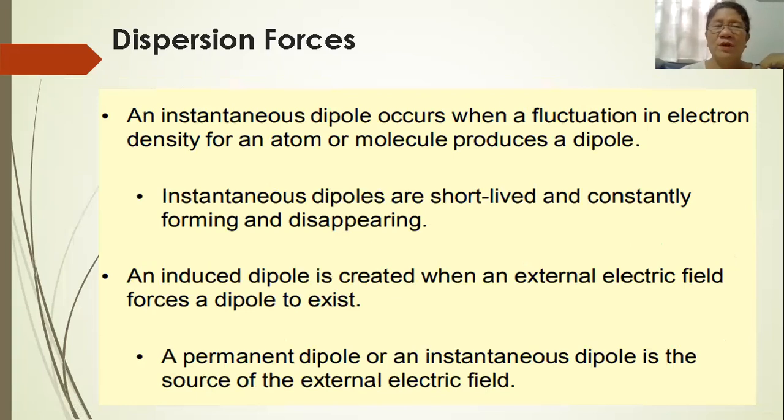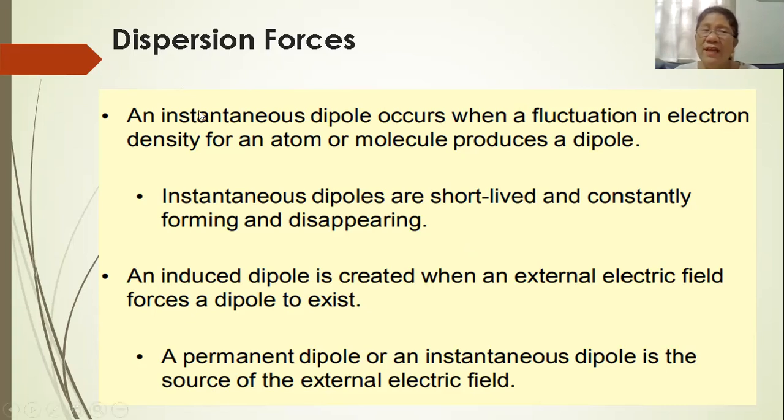So in dispersion, the instantaneous dipole occurs when a fluctuation in electron density for an atom or molecule is produced. If the electron flow fluctuates, becoming larger, smaller, moving here and there, what will happen? That is what is meant by instantaneous dipole. So instantaneous dipoles are short-lived. It is not that strong, unlike the bonding forces.